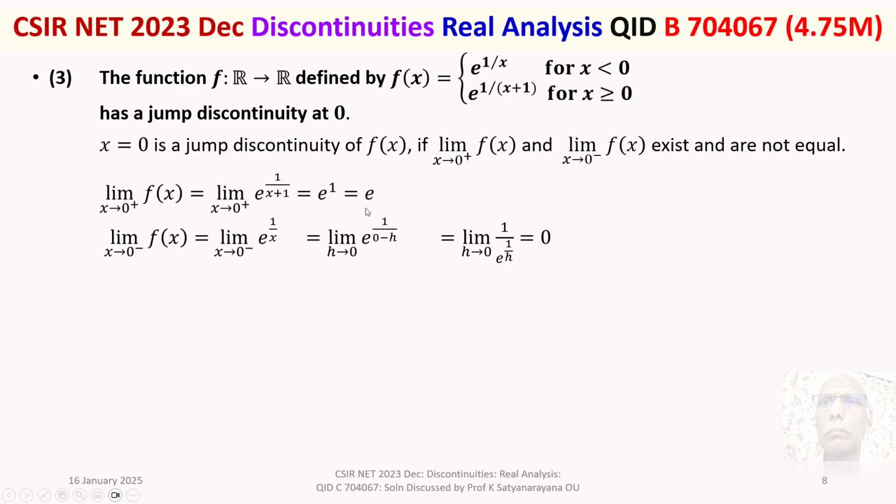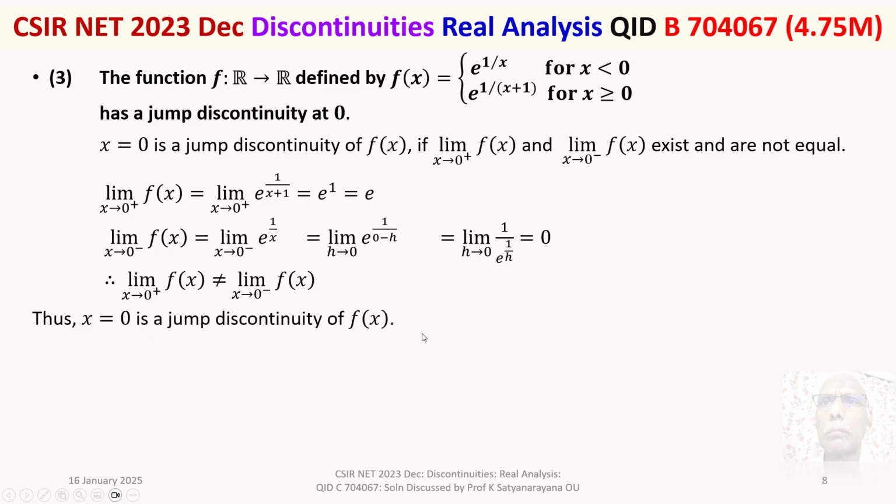Agreed. So both exist. LHL and RHL both exist, but they are not equal. Therefore, it is a jump discontinuity. Right? They exist, they are not equal. Thus, x is equal to 0 is a jump discontinuity of f of x, which is precisely given in option 3.